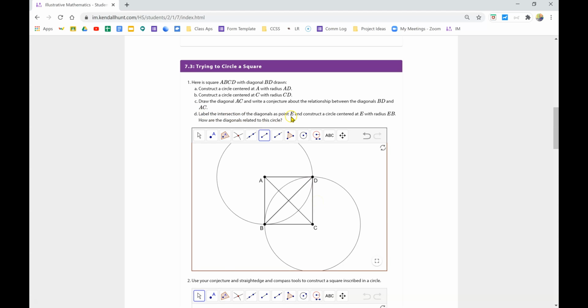The last part says to label point E as the center of the circle. So I'm going to select my intersection tools and intersect this line segment and this line segment, and there's my point E. And now I can draw a circle centered at E with a radius of EB. So I'm going to select this one again, click on E, click on B, and put that right in the center at E. And what you've done is taken this square and you've drawn a circle around the square.